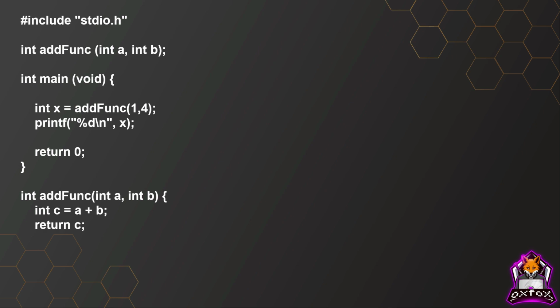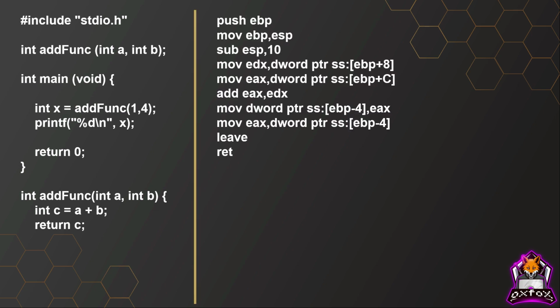Focusing on the addFunc function code, there are two parameters here, A and B, and these are passed as arguments. And there's a local variable of C, which is where the result is stored. So let's say that code gets compiled and put in a debugger. And here we can see what this program would look like.